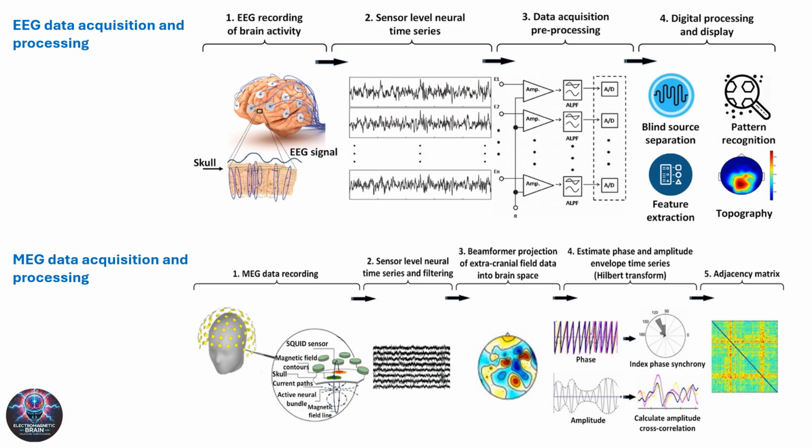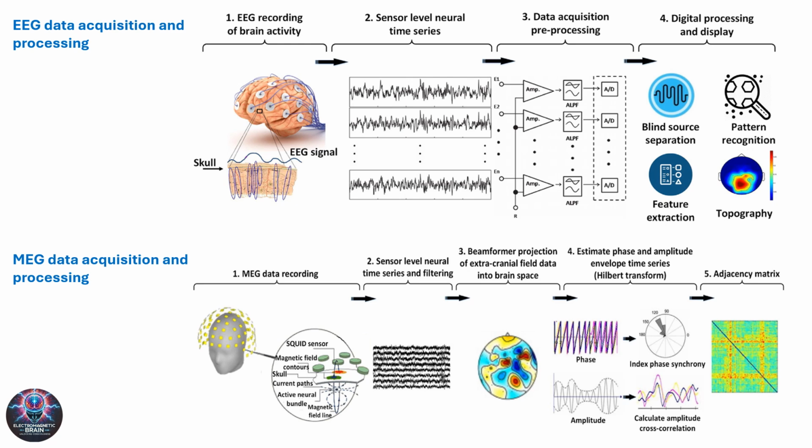In this slide, we examine the processes involved in EEG and MEG data acquisition and processing. These two neuroimaging techniques are both powerful tools used to study brain activity, though they capture different aspects, electrical versus magnetic signals. We begin with EEG. Electroencephalography measures the electrical activity of the brain by placing multiple electrodes on the scalp. The first step in EEG data acquisition is recording brain activity from the surface of the scalp, where the electrical signals from neurons are captured.